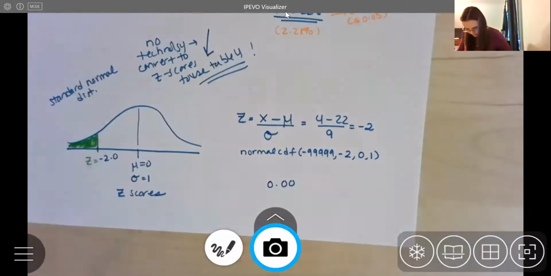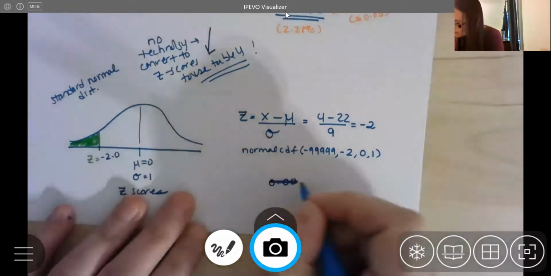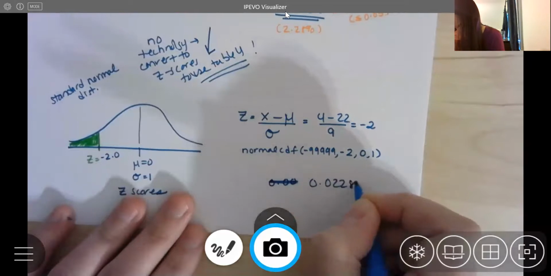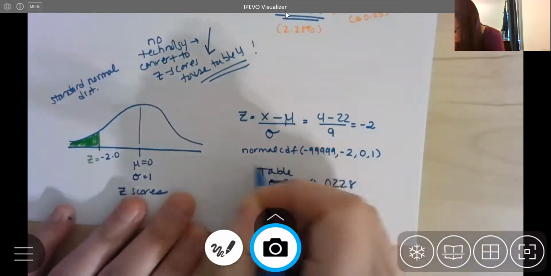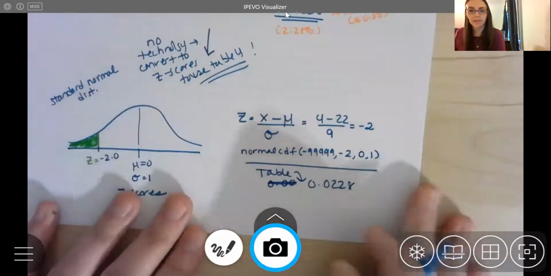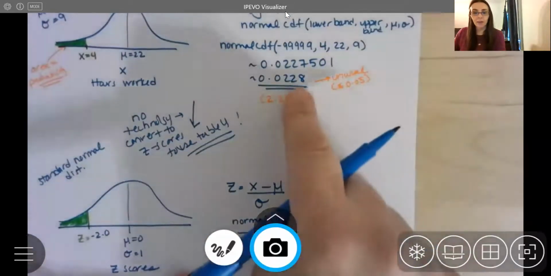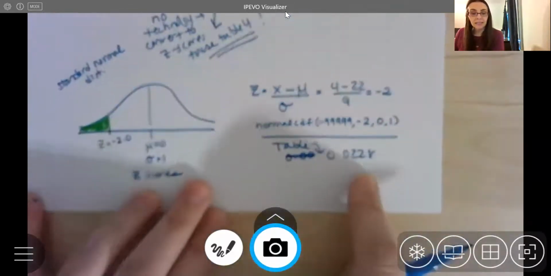Sorry. Let me see that again. 0.0228. From the table. So we get that same exact value here, but using z-scores instead.